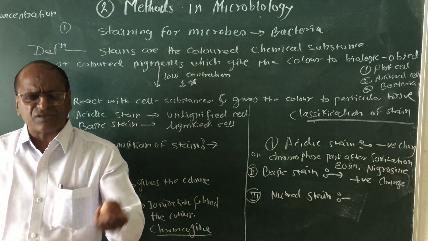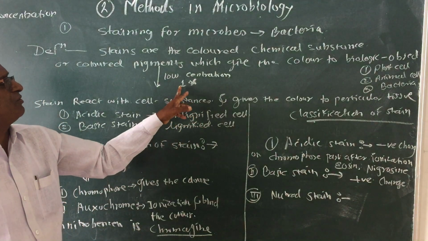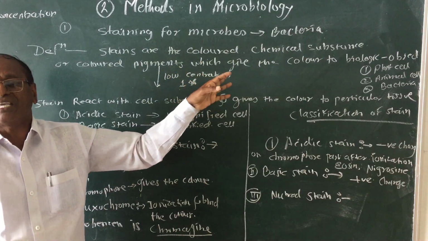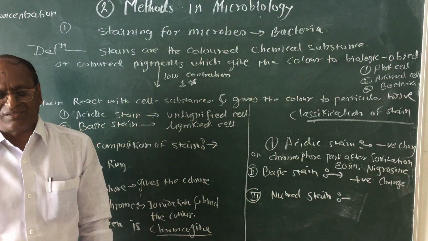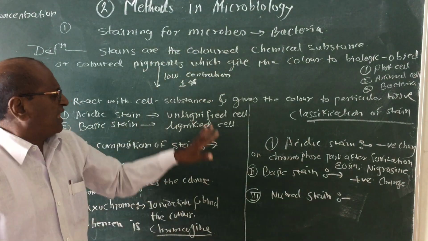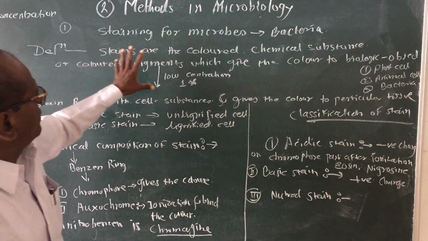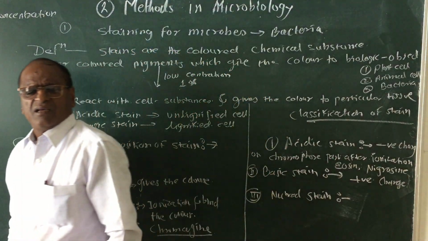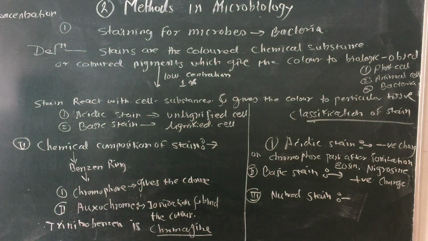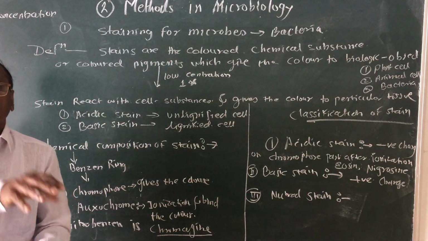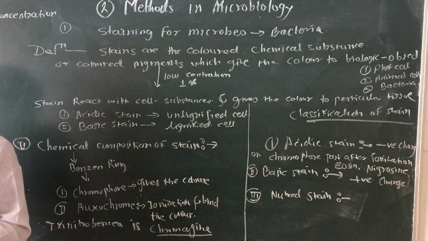Only very low concentration of a stain may be used for the staining of the cell wall of these microorganisms. This chemical, or this stain, how does it give the color to that object?